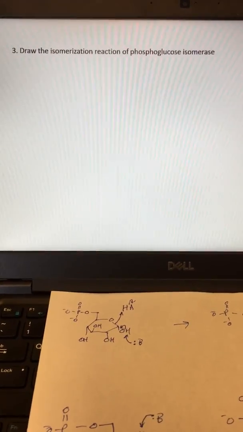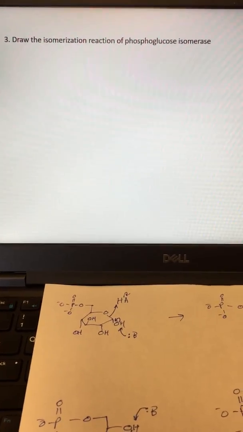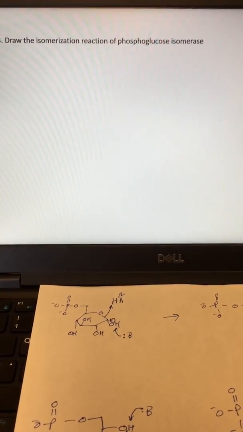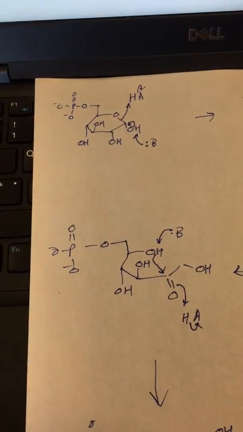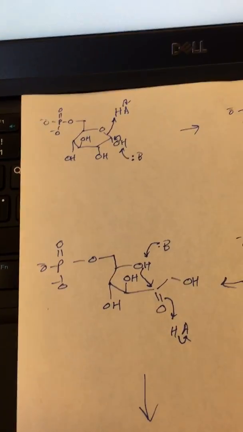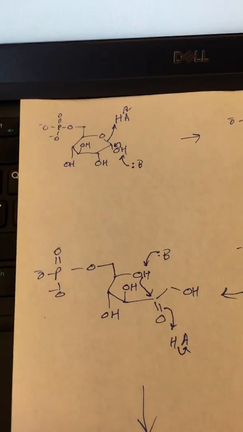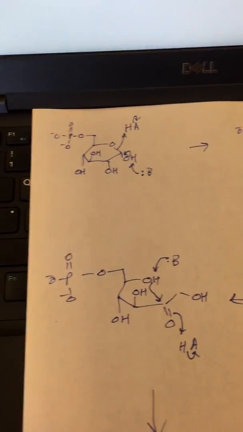All right, so question number 3 on your problem set asks you to draw the isomerization reaction of phosphoglucose isomerase. The reactant that we're going to start off with here is phosphoglucose, so glucose 6-phosphate specifically. This is the second step of glycolysis.